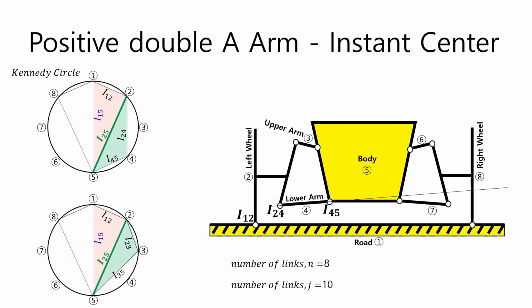Since we found one straight line, let's find another straight line, and if we find the point of intersection of these two straight lines, this point will be the instant center of the left wheel 2 for the body 5, and also, this point is the second swing center. Let's continue and find another straight line.